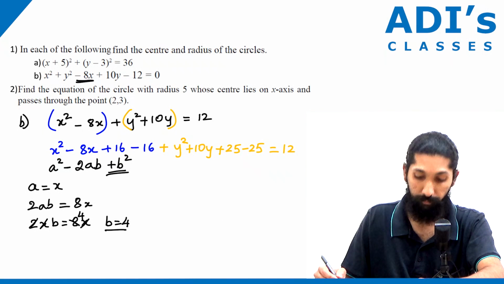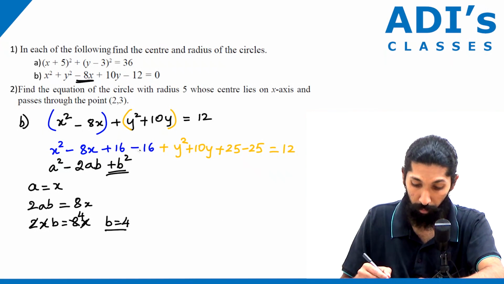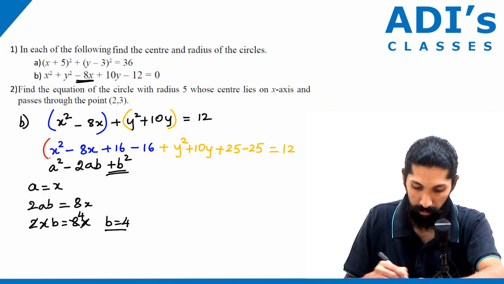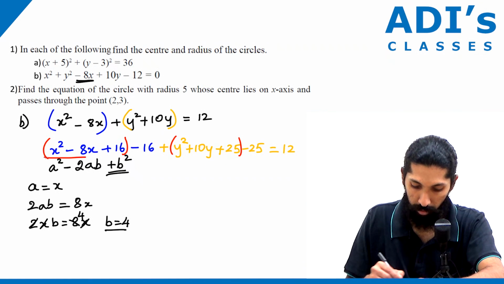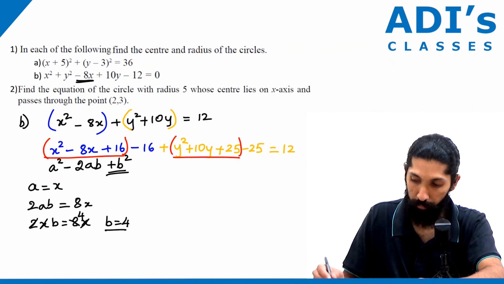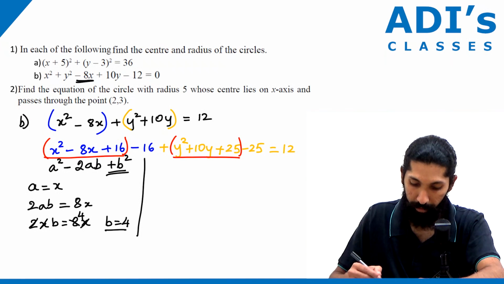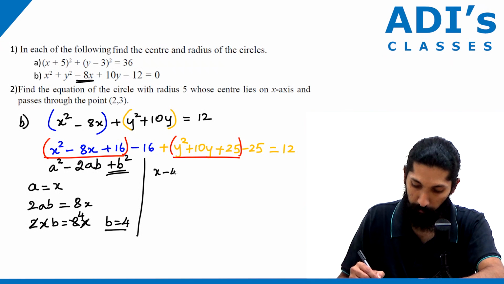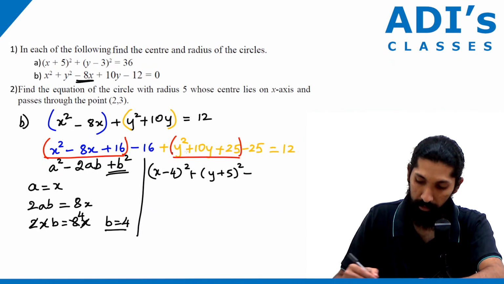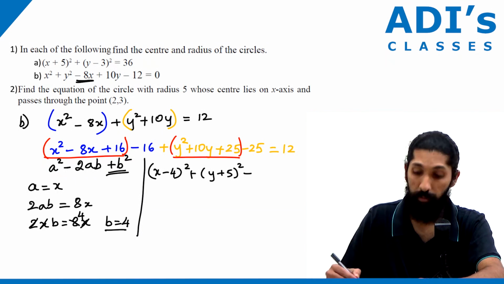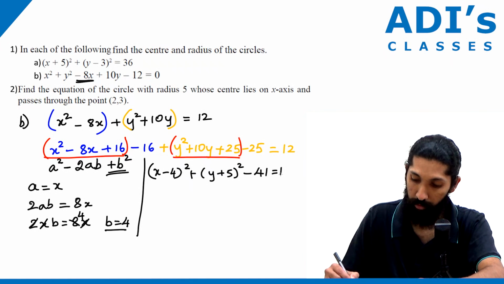Got it? Now what do we do? If you group them, that means we are going to group this much, this much, this one and this one. If you group them, you are going to get (x minus 4) whole square plus (y plus 5) whole square minus 16 minus 25 minus 41 is equal to 12.